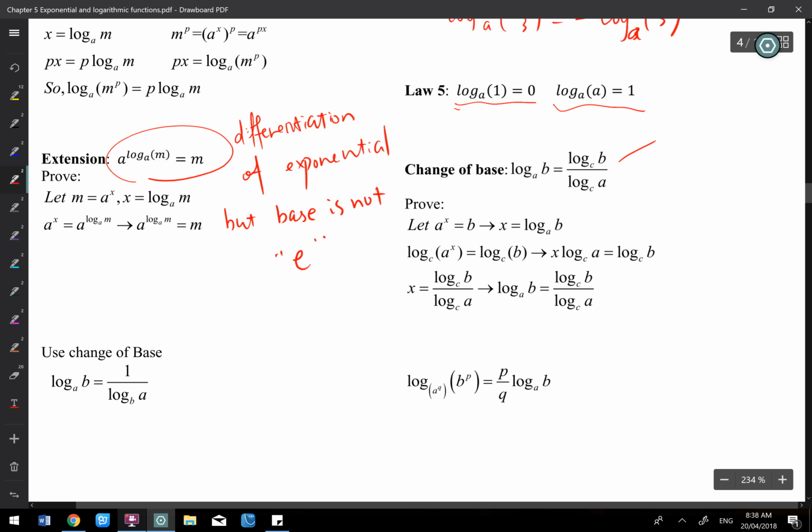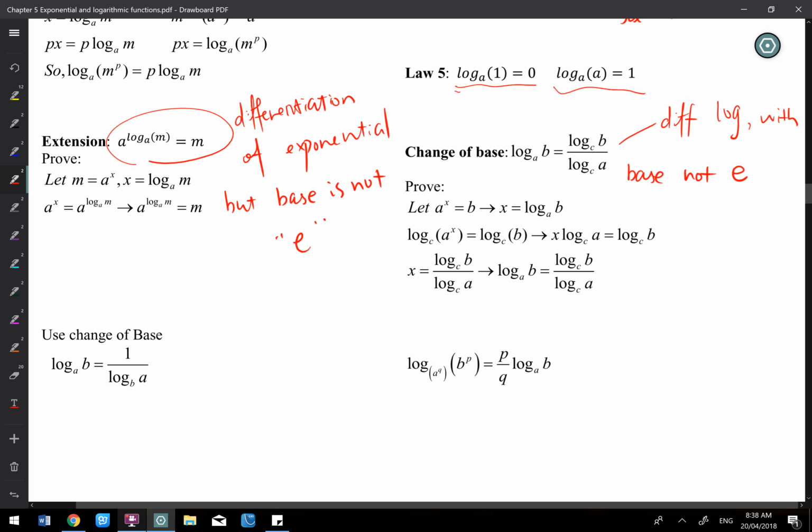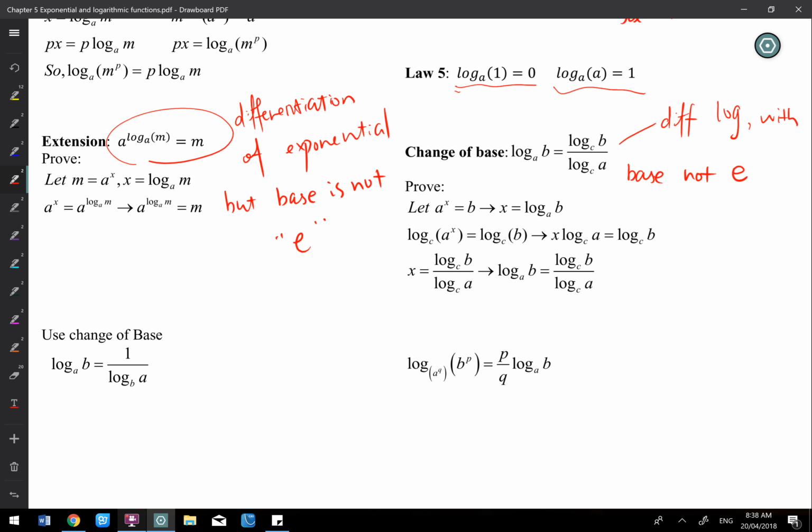And then the change of base. Change of base is to differentiate log with base not e. So log 2 x, we need to change it to log e x over log e 2 and then differentiate that. So those two things are actually very helpful. All of these rules are very helpful for us to derive exponential or logarithm, to make it either easier or make it possible to derive.